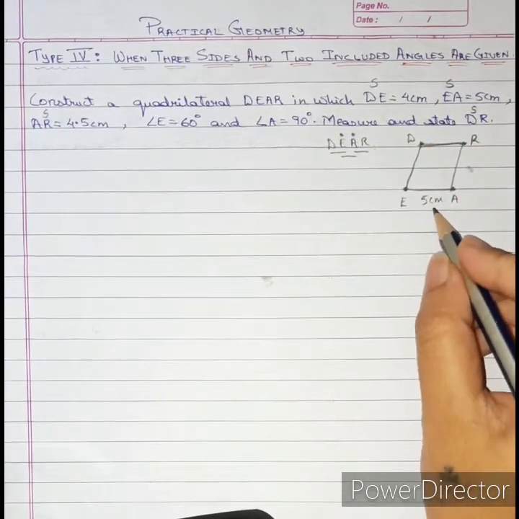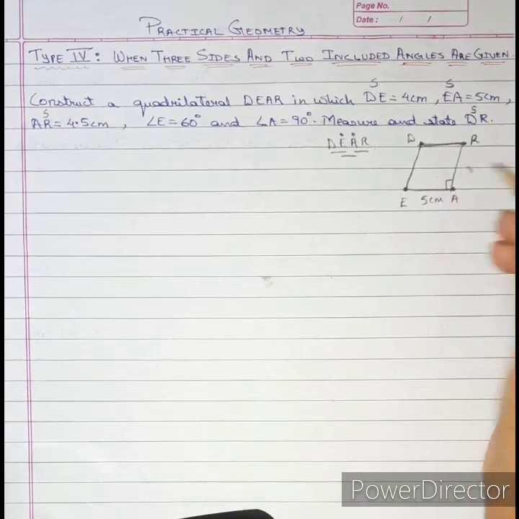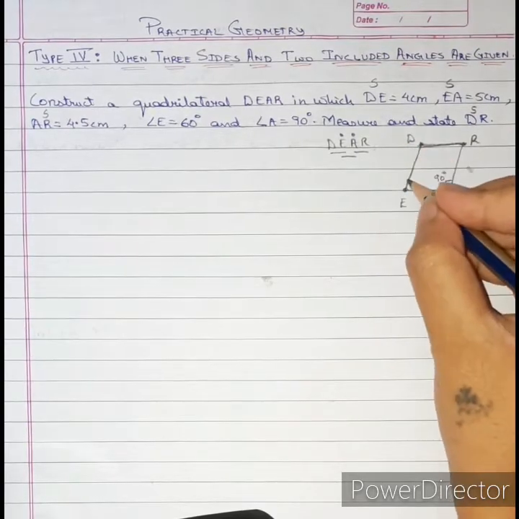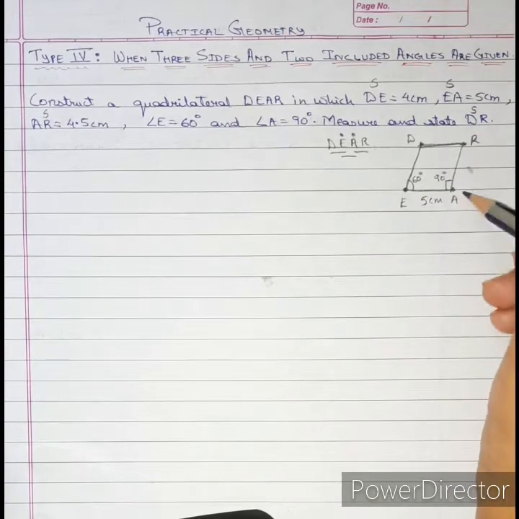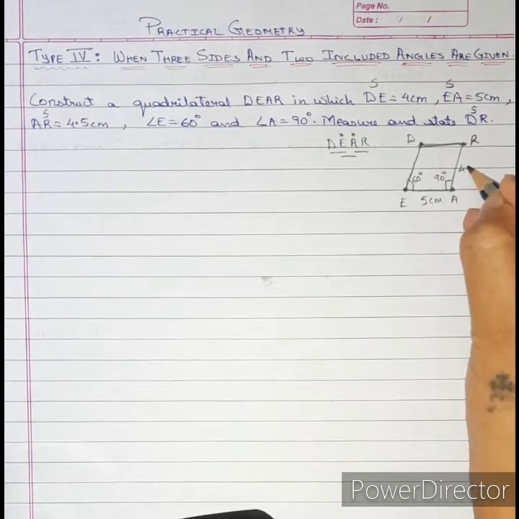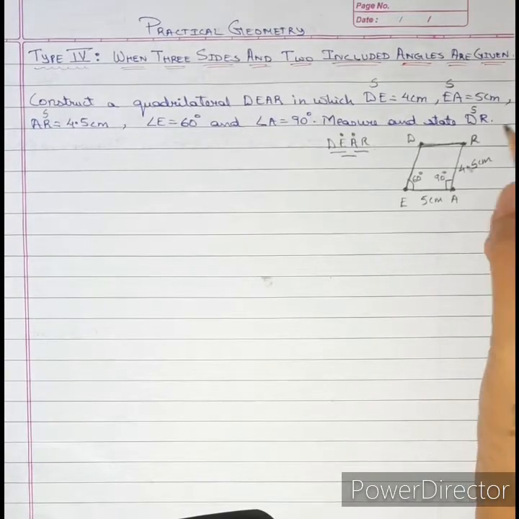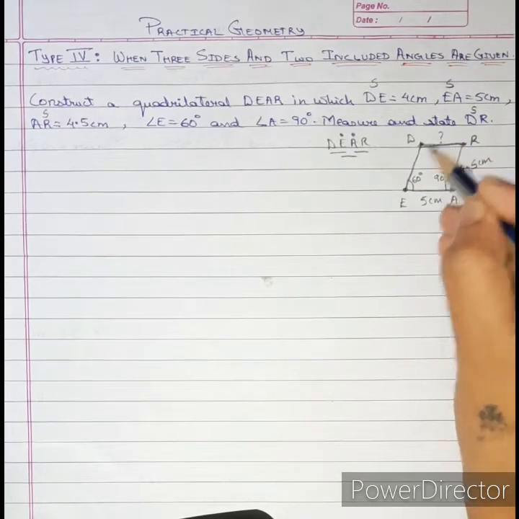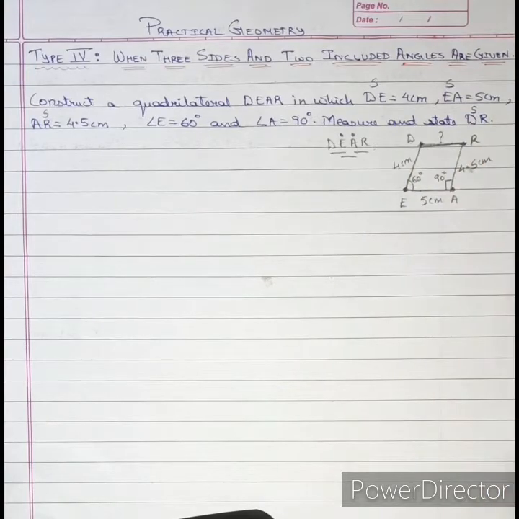So we are going to start with EA. Then we will mark both the angles. One is 90 degrees and one is angle E is equal to 60 degrees. Then we know AR is 4.5, so we will do this. And then we will find DR, which is not given. Also we know DE is equal to 4 centimeter. So shall we start with the construction?